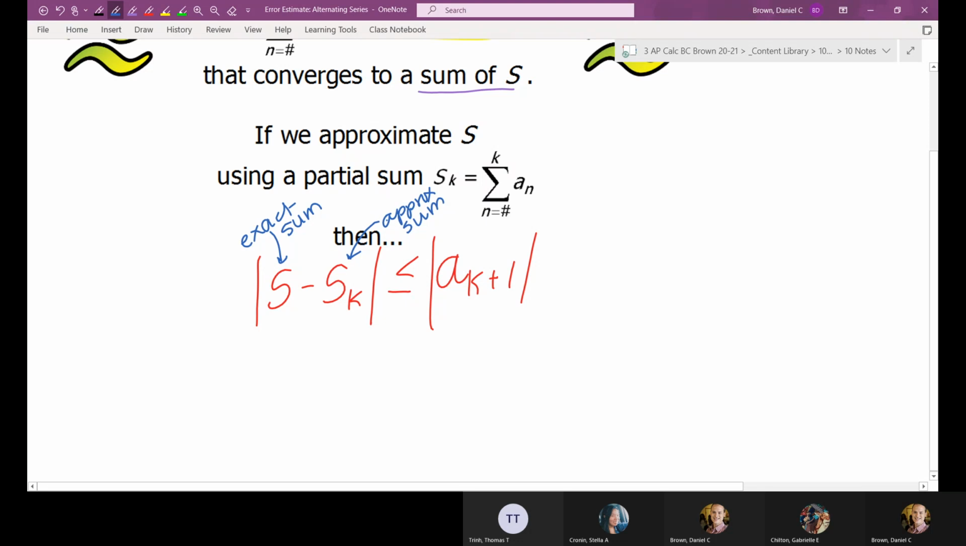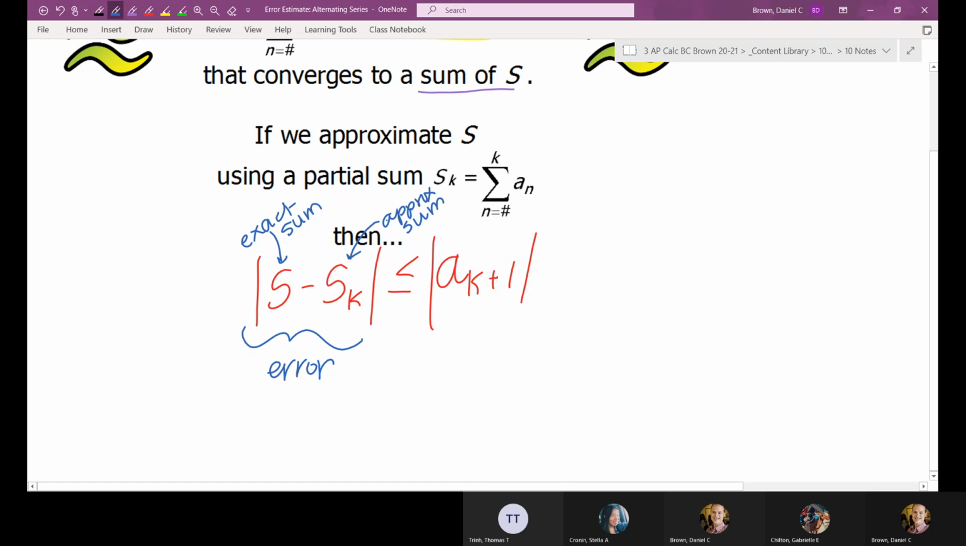Y'all made it this far in science classes. Well, when you have the exact value minus what the approximate is, what is that basically representing? That's the error. So we have the error is less than or equal to a sub k plus 1.